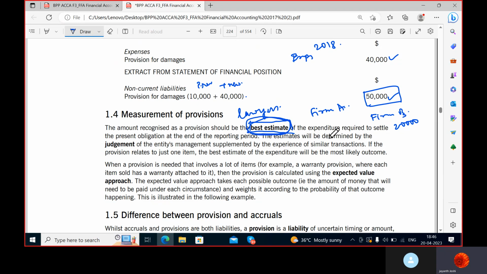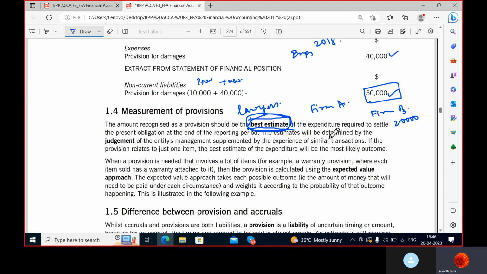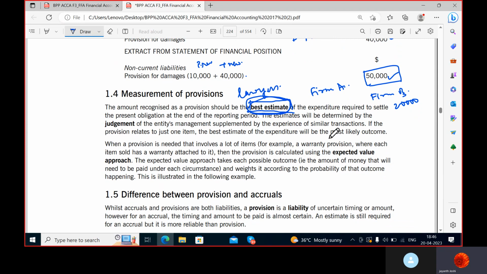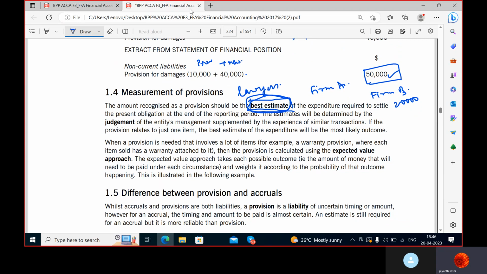Okay. So in the measurement criteria, that's the reason they say that the provision should be the best estimate of the expenditure required to settle the present obligation at the end of the reporting period, and the estimate will be determined by judgment. So every person's judgment might vary. There are two persons, X and Y. X says that the provision should be 10,000. Y says that the provision should be 8,000. So both have their own verification and validation for this particular amount. Okay. So that's the reason it is said that it is determined by the judgment of the entity's management.